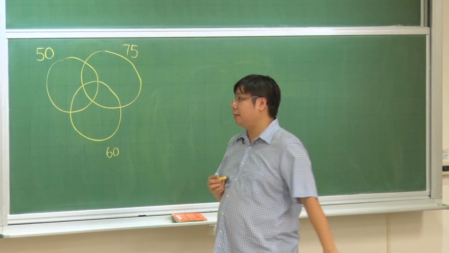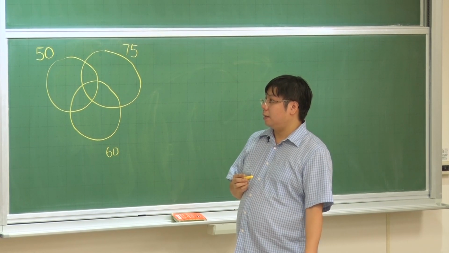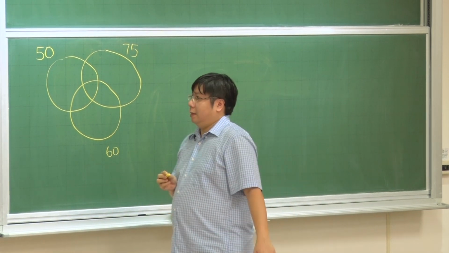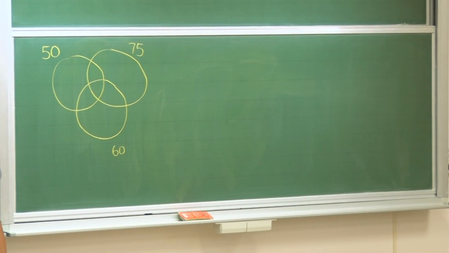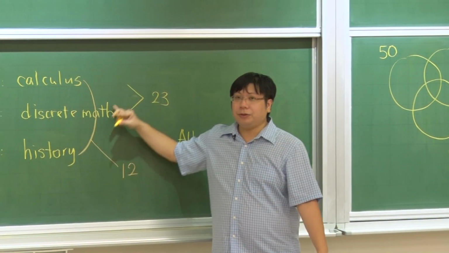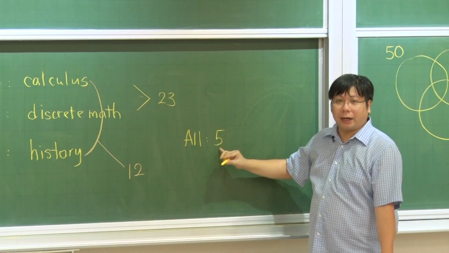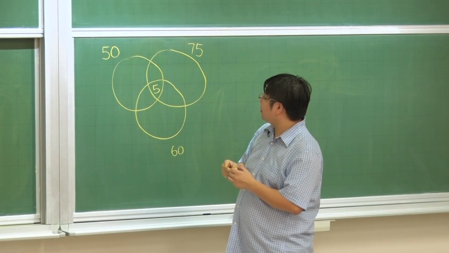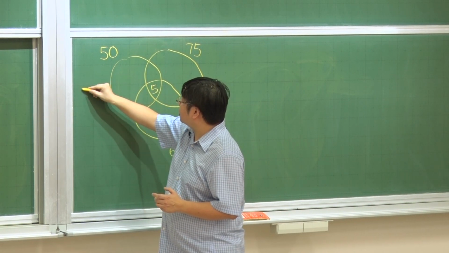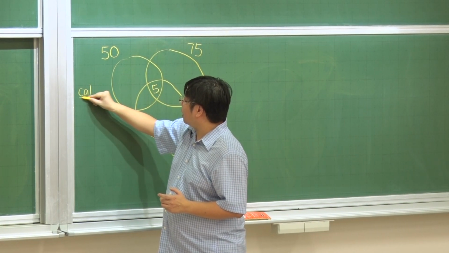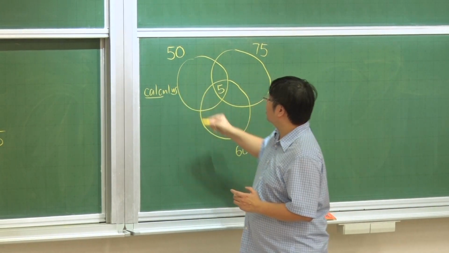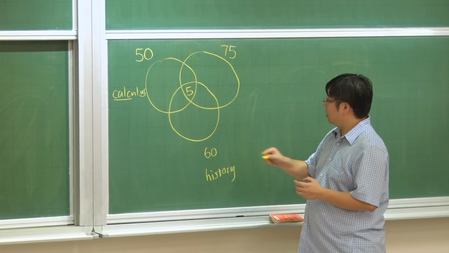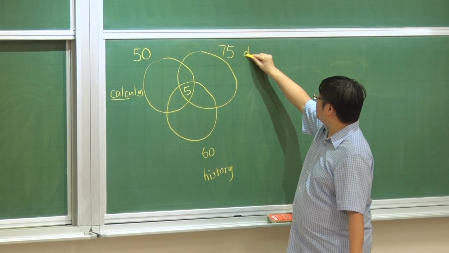And then what do we know? We know that 23 students are studying these two things, but then 5 of them are studying all. So let me write down. This is calculus, this is history, and this is discrete math.